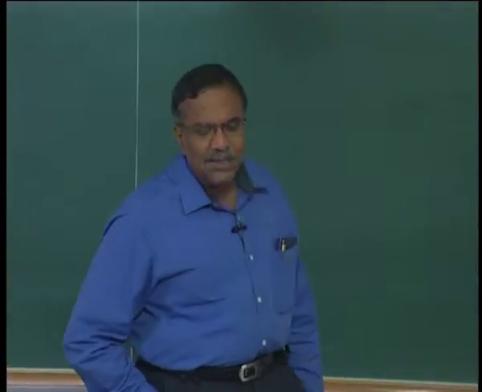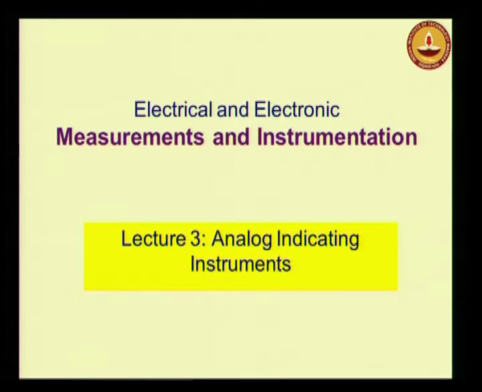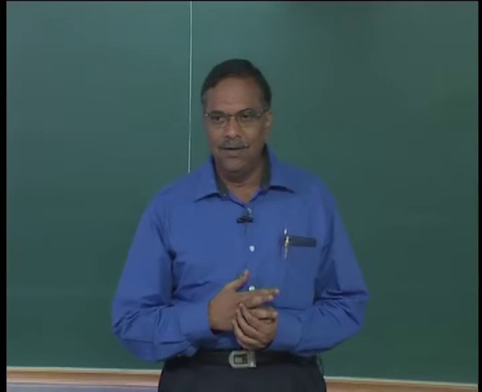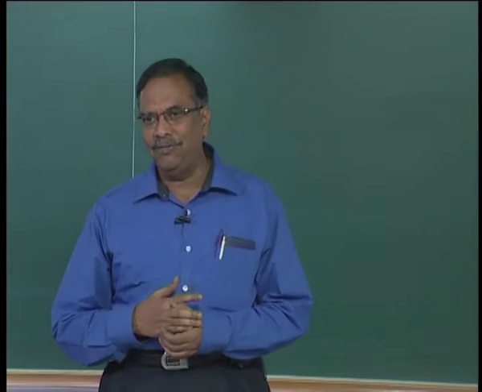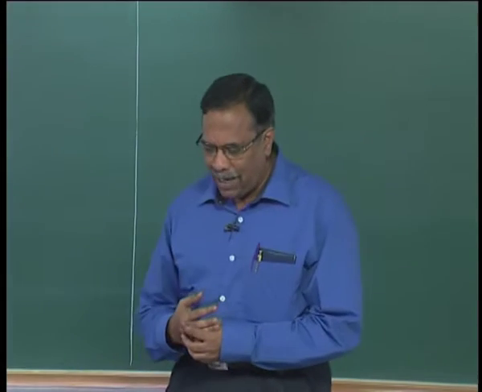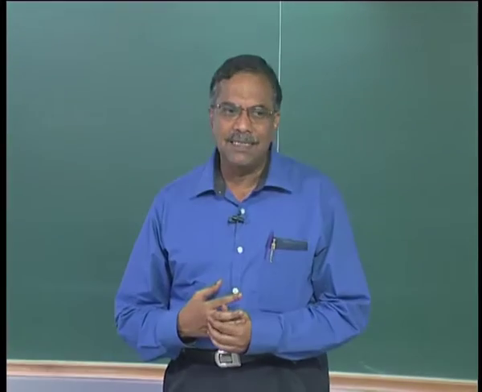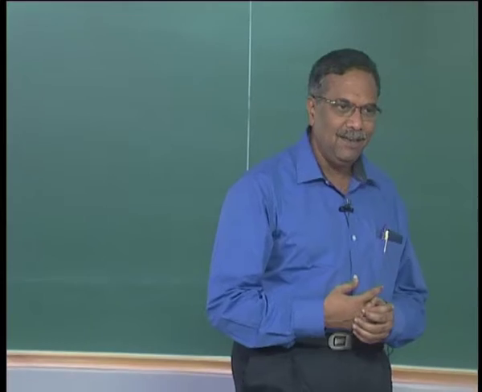We continue with analog indicating instruments in lecture 3. Let us recap what we learned in the last lecture. We learned that the measuring instruments are of two different classes. One is the direct reading instruments, which we are all very familiar with, and the other one is the comparison type of instruments. Some comparisons are also direct reading, like the scale.